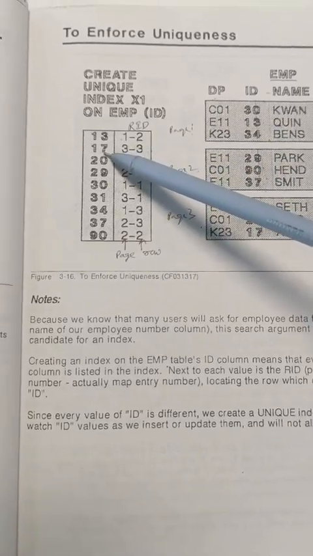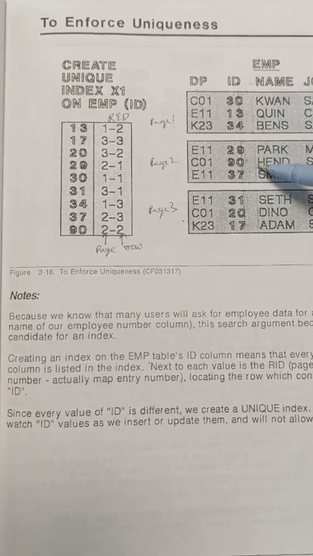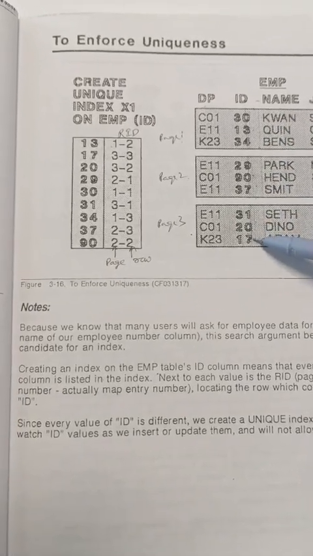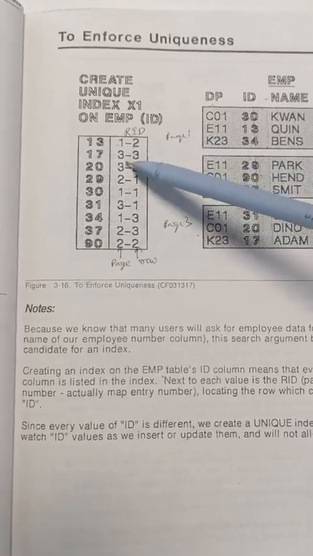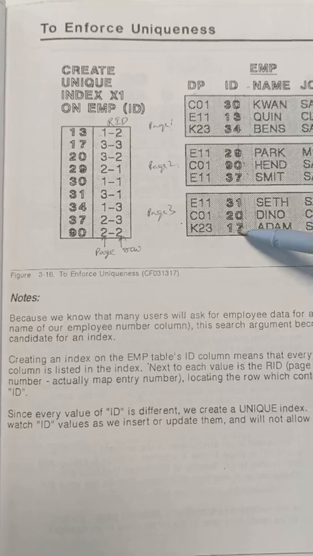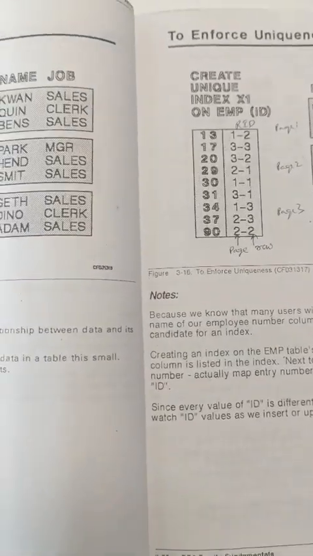Similarly for index number 17, where is it stored? It could be page 1, page 2, second page, third page. It is stored in page number 3. So this is page number 3, and the row is the third row. Here it is the third row. Similarly, all the other indexes are stored.